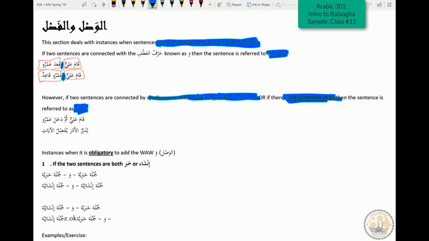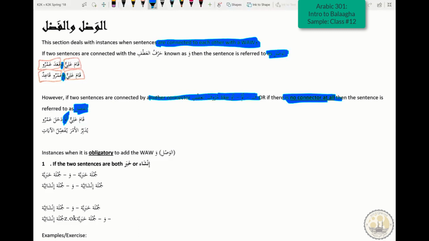قام علي ثم دخل عمرو. Ali stood, then Amr entered. Because there's no waw here, but there's a thumma instead, these two sentences together, making one sentence, will be referred to as al-fasl.